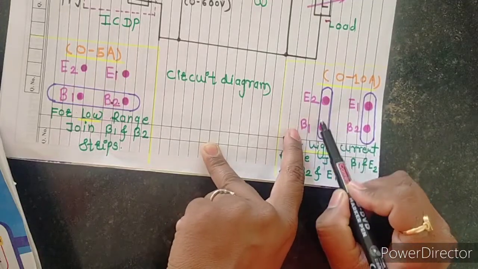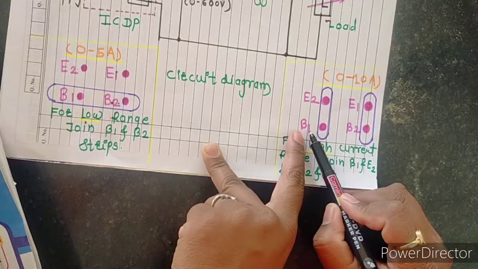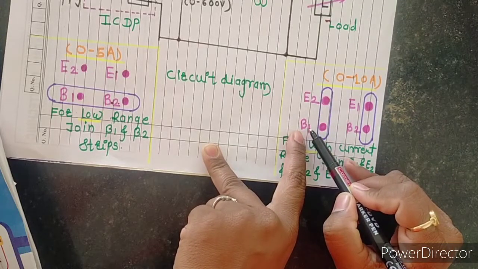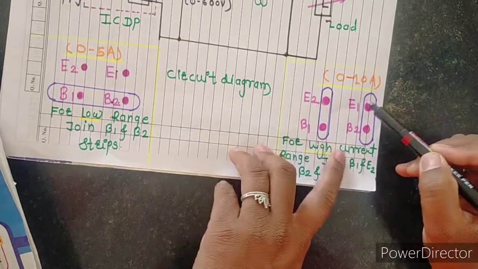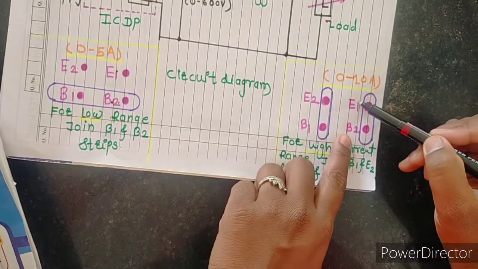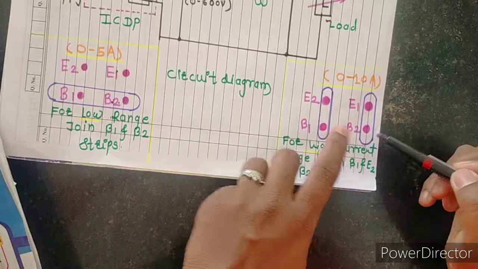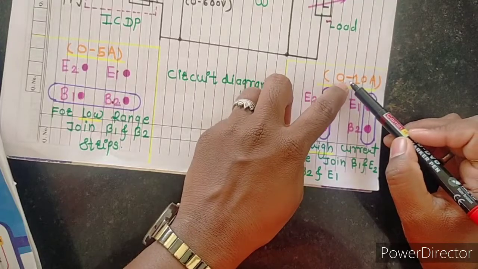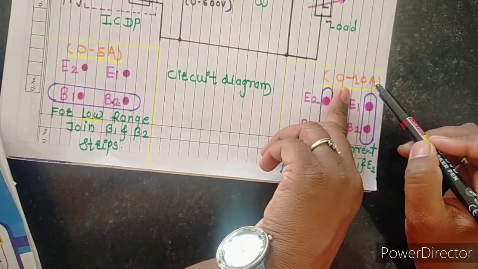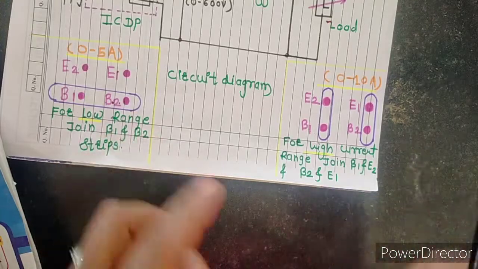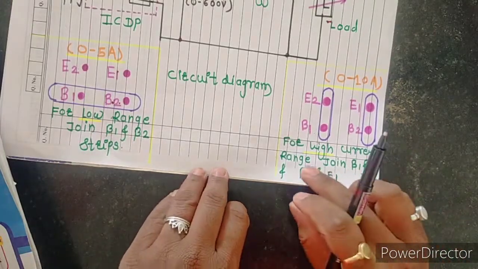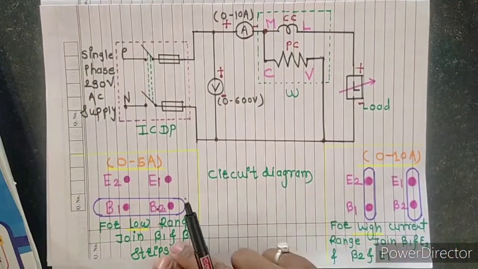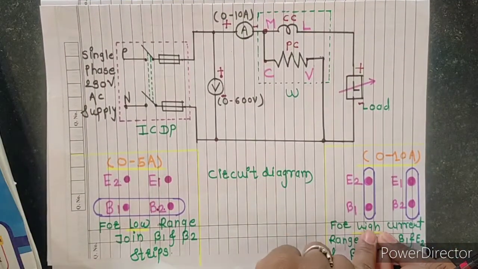We have to connect E2 and B1 short circuited. E2 and B1 should be connected to each other, and again the same for E1 and B2. This E1 and B2 are again short circuited. With that connection, our current range will be selected as 0 to 10 ampere. We will see in the practical session how the wattmeter reads the power with the help of different ranges, for the low range and for the high range.